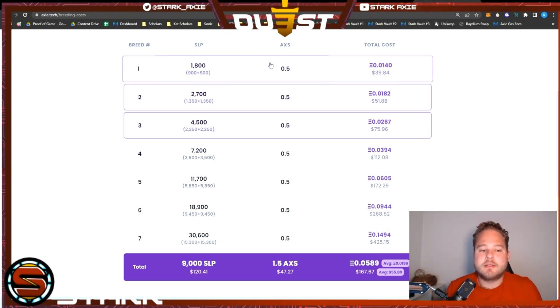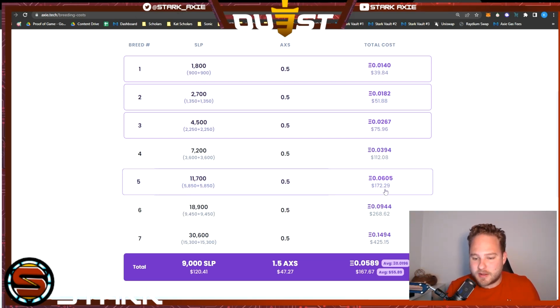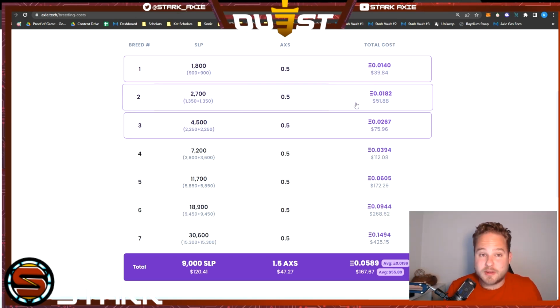I would recommend breeding 3 to 4 times if you're trying to get something. 5 to 6 is really if you know what you're doing and you're breeding something high-end that you know you'll have buyers for. But as you can see here, $172 or $268 when the floor right now is $11. You have to really know what you're doing.